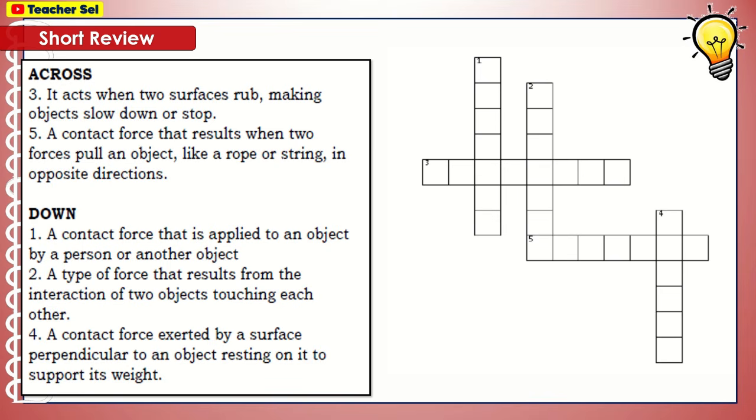Down, 1. A contact force that is applied to an object by a person or another object. 2. A type of force that results from the interaction of two objects touching each other. 4. A contact force exerted by a surface perpendicular to an object resting on it to support its weight.